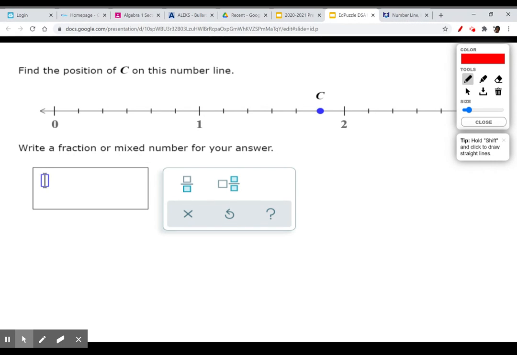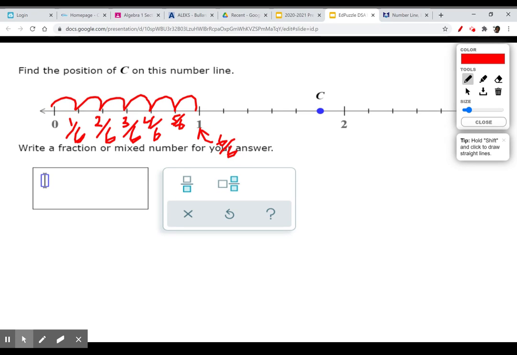If we were starting over here, if I was going to 1, I'd have to take 1, 2, 3, 4, 5, 6. So therefore, this is 1 out of the 6 steps to get to the next hole. This is 2 out of the 6 steps. This is 3 out of the 6 steps. This is 4 out of the 6 steps. This is 5 out of the 6 steps. And 6 out of 6 steps gets me to the next one.